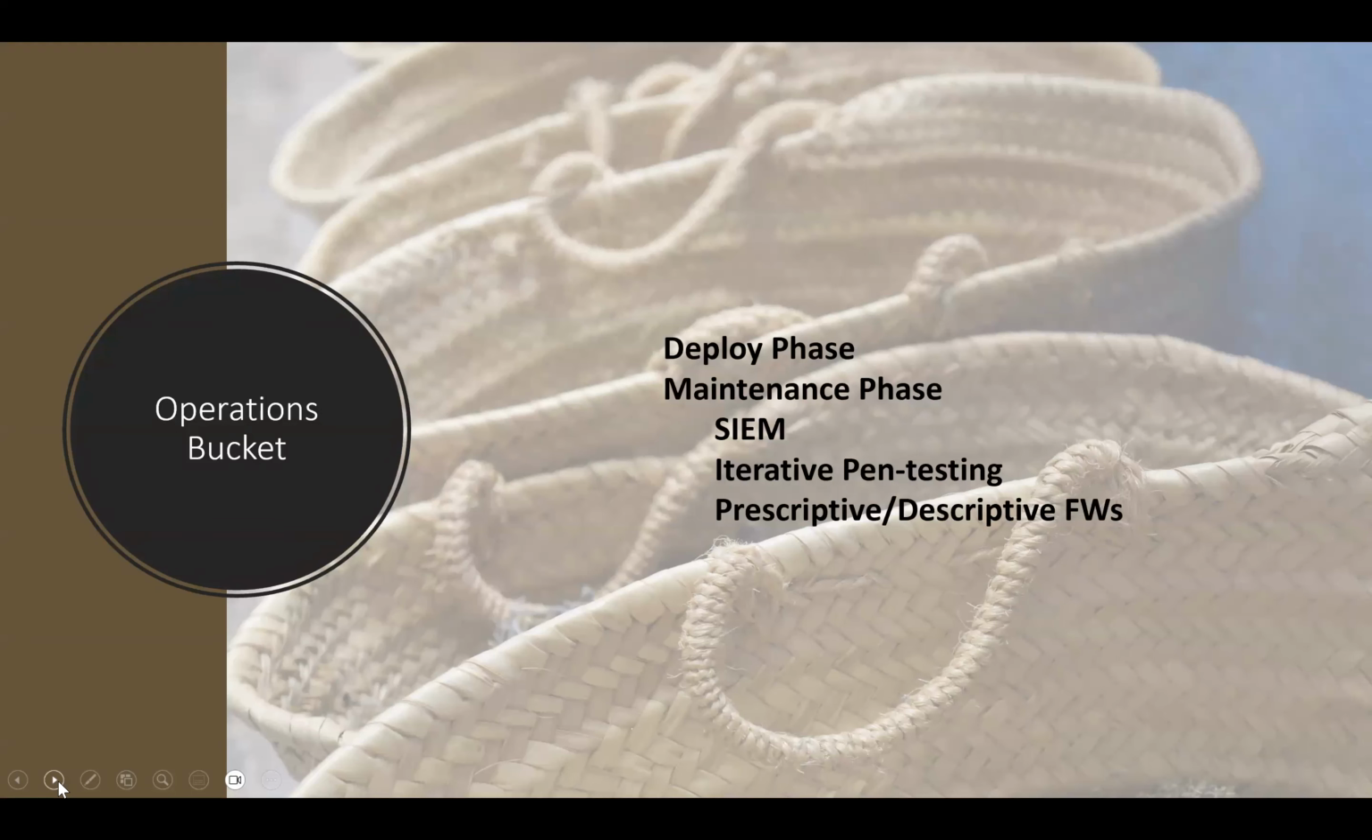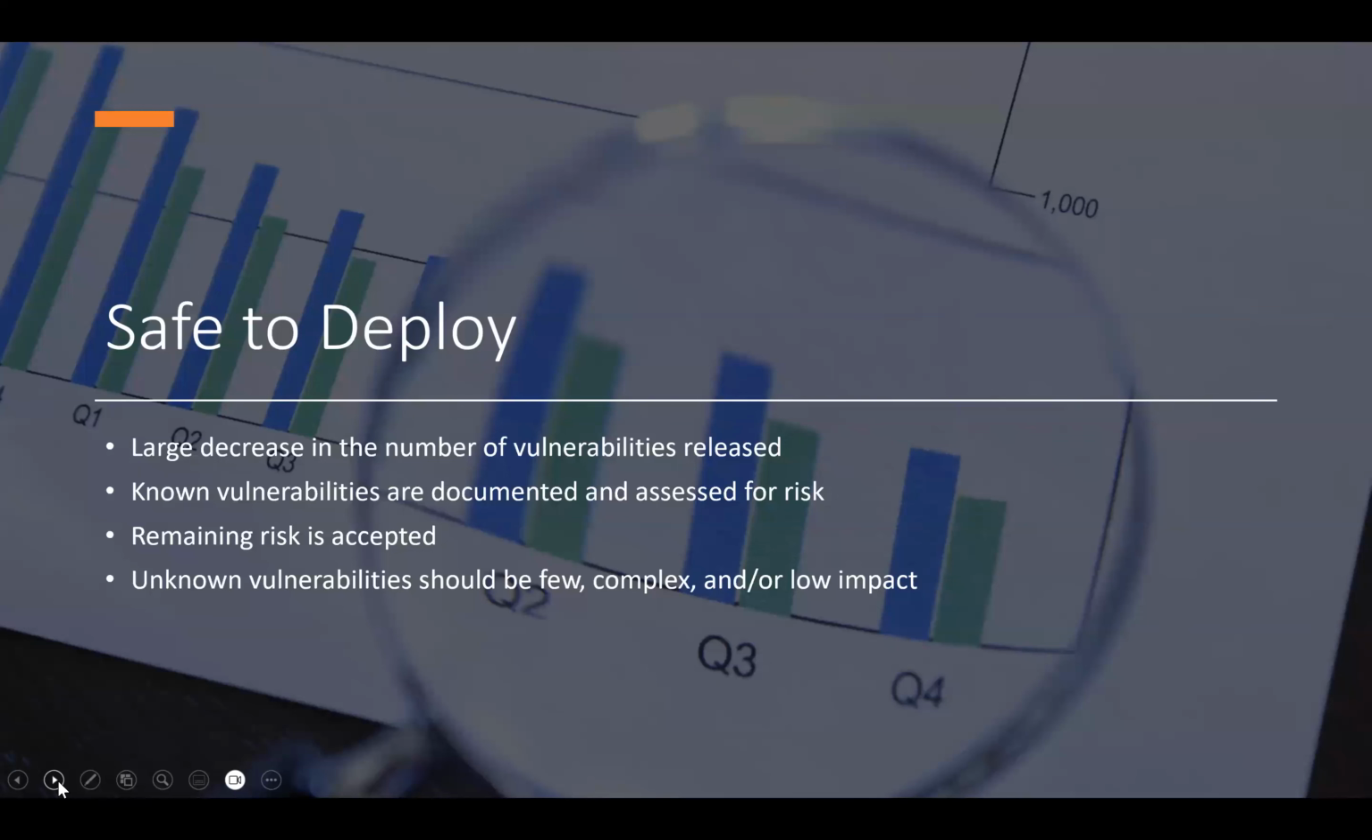So the last bucket is operations. It contains the deploy and maintenance phases. Only after completing the SSDLC and its security-centric tasks is it safe to enter the deployment phase. The software can be considered to have a respectable level of security if the organization has followed the outlined steps. Remaining vulnerabilities should be few, complex, low impact, and well documented.